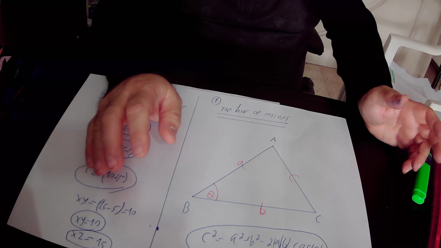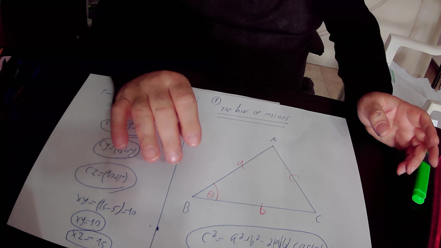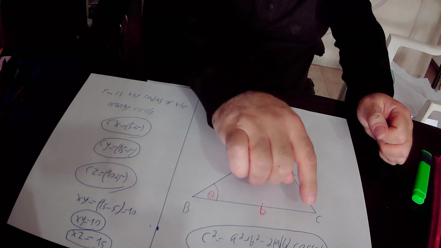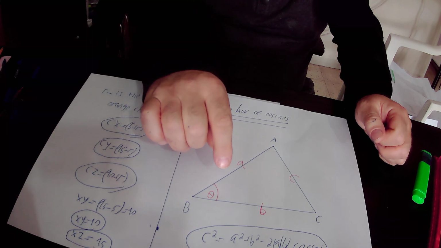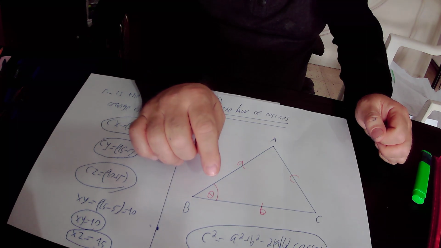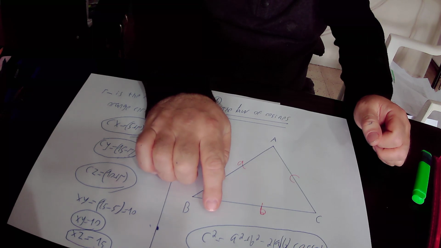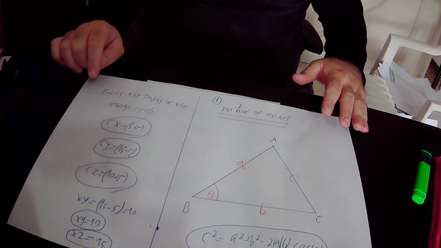So you saw that the Pythagoras theorem is a special case of the law of cosines when theta equals 90 degrees and we have a right triangle, and you saw that we got the Pythagoras theorem, that the square of the hypotenuse equals the sum of the squares of the perpendiculars. That is to say, C squared equals A squared plus B squared.